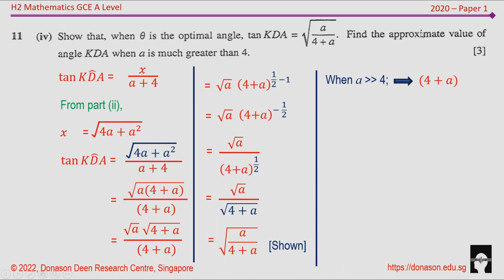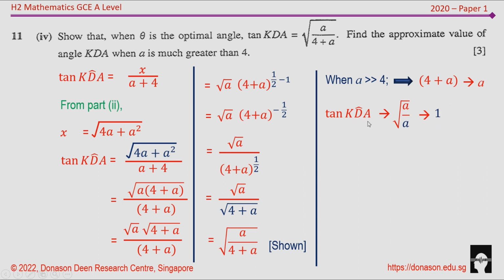Now the next part, they say find the approximate value of the angle KDA when a is much greater than 4. When a is much greater than 4, what happens to the 4 plus a? If a is much larger, the 4 becomes very insignificant, so it will be almost a. So this is going to become a over a. So the tangent of KDA is going to become square root of a over a. And a over a is going to be 1, and the square root of 1 is equal to 1 as well. So the tangent of the angle KDA is going to become almost 1.